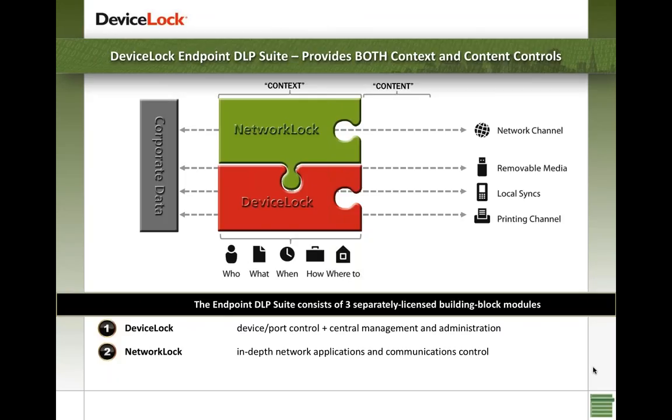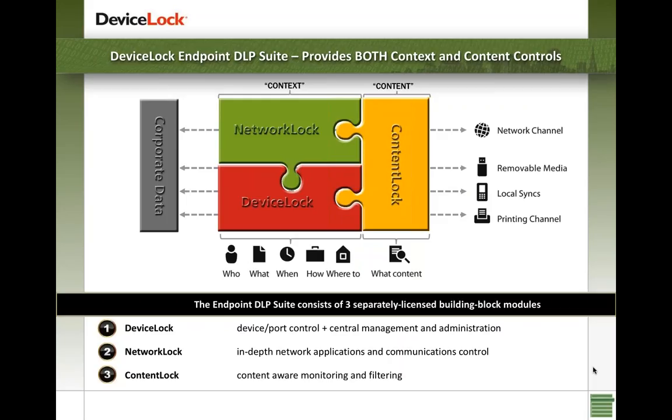Similarly, NetworkLock provides contextual control capabilities for IP protocols, and this addresses the network-related threat vectors endpoints face, like company email, personal webmails, instant messengers, social networks, cloud services, FTP, torrents, SMB shares, etc.